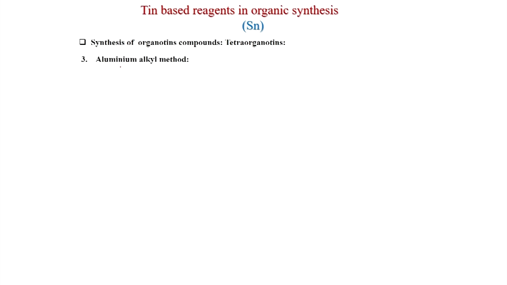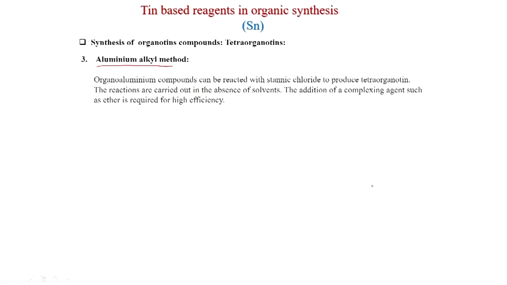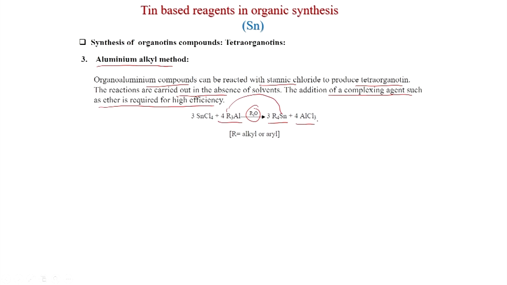Some more methods are there, the aluminum alkyl method also is there. So, organoaluminium compounds can be reacted with stannic chloride to produce tetraorganotin. The reactions are carried out in the absence of solvents. The addition of complexing agents such as ether is required for high efficiency. So, here ether is the solvent and this is the organoaluminium. So, this R then goes to the tin. So, you can see the tetraalkyl tin is produced, with this R coming from the aluminium, and 4 equivalents of aluminum chloride are produced. Here also R will be alkyl or aryl.